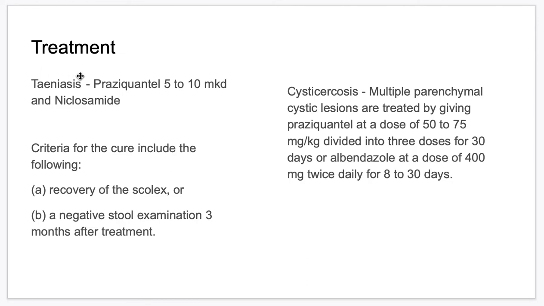So, for treatment, we give praziquantel 5 to 10 mg/kg and niclosamide. The criteria for cure include recovery of the scolex or a negative stool examination 3 months after treatment. For cysticercosis with multiple parenchymal cystic lesions, we treat by giving praziquantel at a dose of 50 to 75 milligrams per kilogram divided into 3 doses for 30 days, or albendazole at a dose of 400 milligrams twice a day for 8 to 30 days.